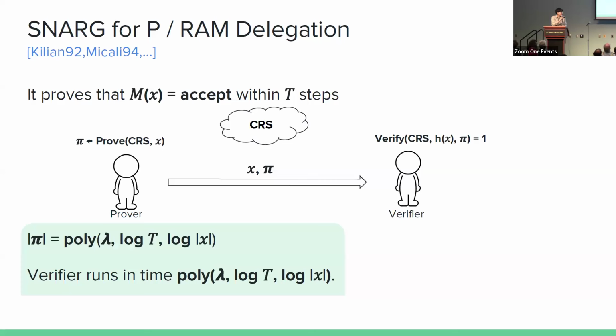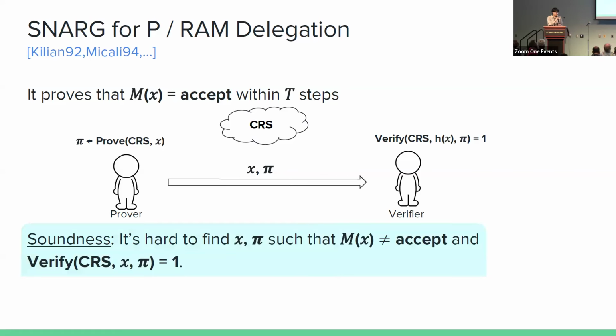So let us start by reviewing RAM delegation. It lets the prover prove that the RAM machine M accepts input X within T steps. The prover sends both input X and proof pi to the verifier. The efficiency requirement is that the proof pi should be of size independent from both the running time T and the input size. And the verifier runs in the same time. And the soundness requirement is that it is hard for a prover to find a pair of X and pi such that M of X rejects, but the verifier accepts.